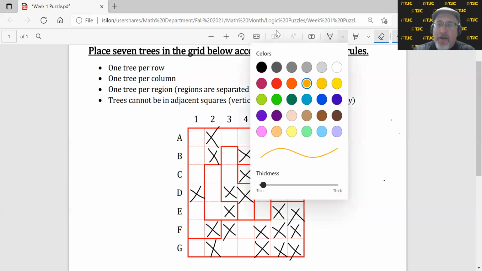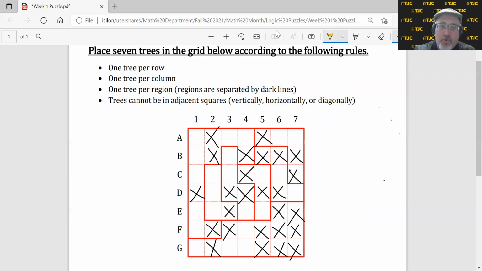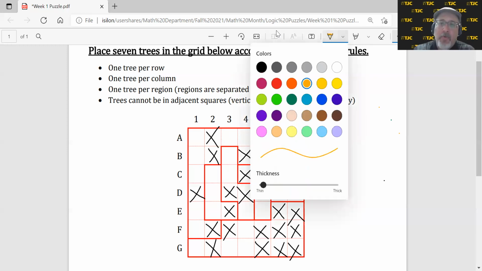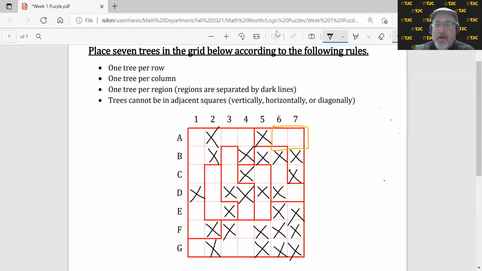Now let's look at the upper right region. The only two squares left in the upper right region are here. One of those must have a tree, and since those two squares are in the same row, there can be no other squares in that row. So there's not a tree in A1, A3, or A4.